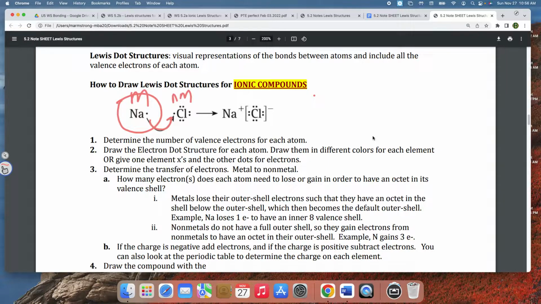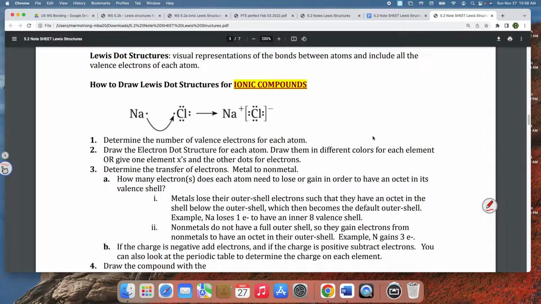So the sodium lost or transferred 1 electron. That's why it is a plus. It's also called a 1 plus, but we don't always write the 1. And the chlorine gained that electron, and now it has 8 valence electrons. So the nonmetal is always written with 8 dots around it. It will always have this set of brackets around it. It's a little bit like it stole that electron, it gained it, it's trying to keep it inside its fences. And since it gained an electron, it will have that 1 minus.